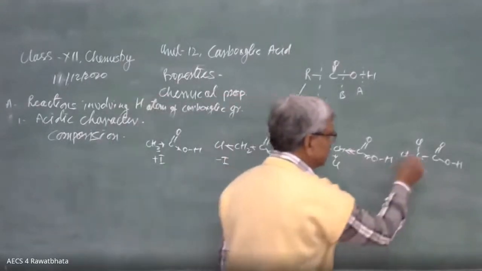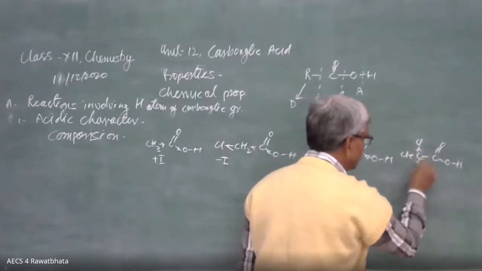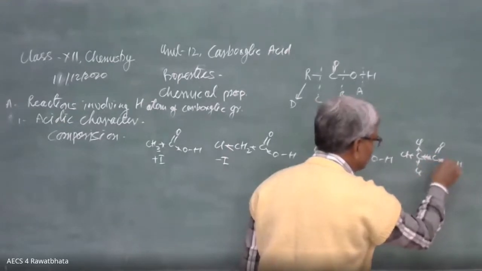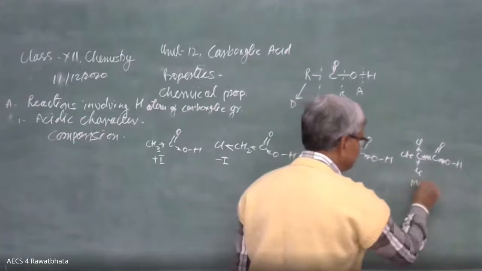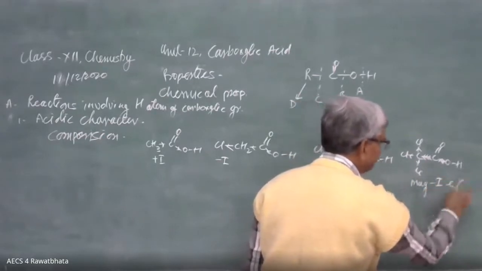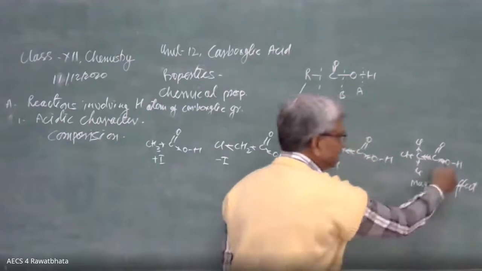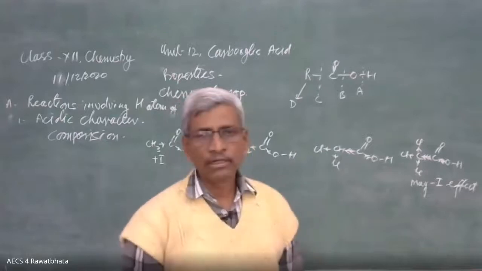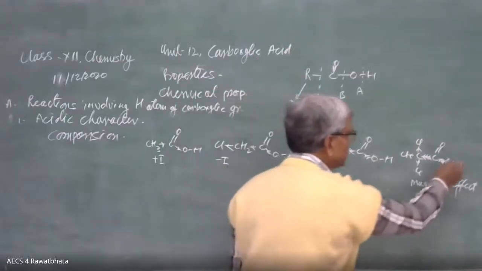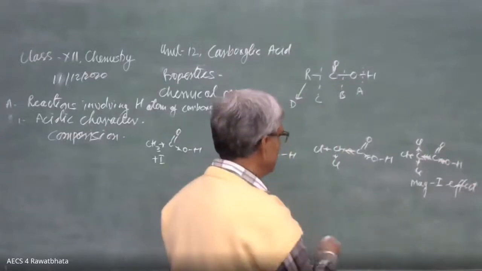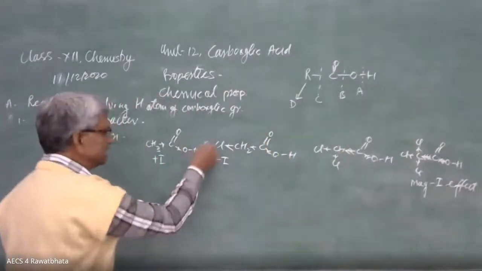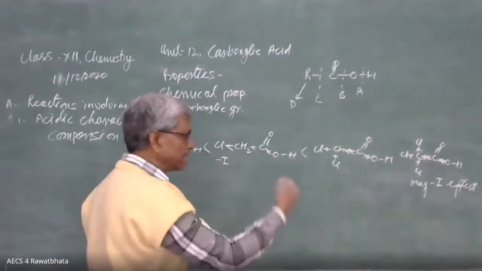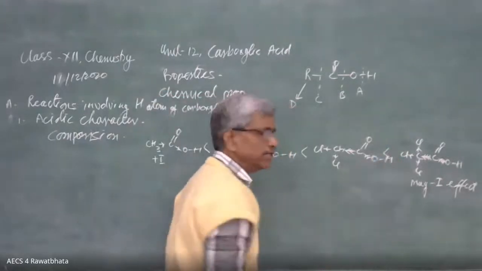And finally, in this compound, there are 3 chlorine atoms, and here it shows maximum minus I effect. 3 arrows we have to mark. Because of that, this oxygen has minimum electron density as compared to all previous compounds. That's why this hydrogen comes out easily as compared to the remaining. That's why the order of acidic strength is: acetic acid is less acidic than chloroacetic acid, less acidic than dichloroacetic acid, less acidic than trichloroacetic acid.